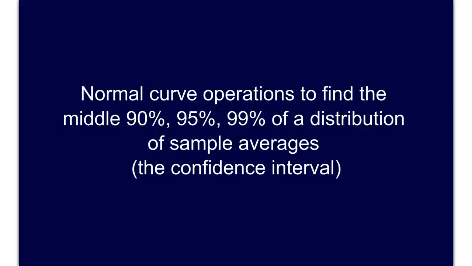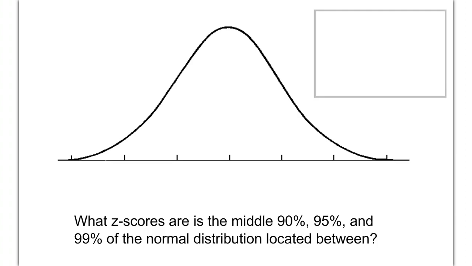We're going to do normal curve operations using the powers of the central limit theorem in order to find confidence intervals with our sample averages. Here is the normal curve, and we want to figure out what z-scores make up the middle 90%, 95%, and 99%, the most common sizes of confidence intervals on the normal curve.